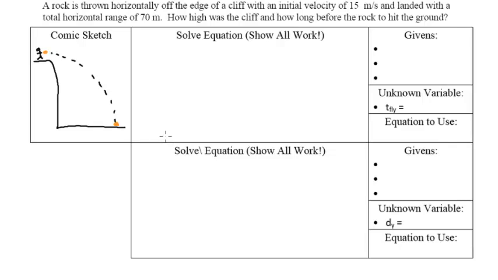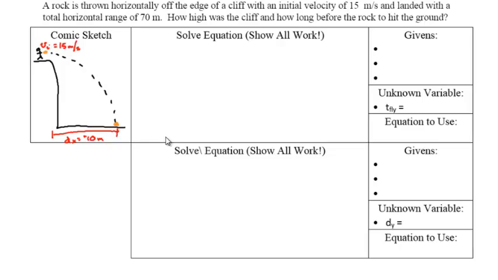It is thrown horizontally off the edge of a cliff with an initial velocity, and the fact that it's horizontal, that means 15 meters per second. It also tells me it landed with a total horizontal range, so that's this distance in the x equals 70 meters. How high is the cliff and how long before the rock hits the ground?